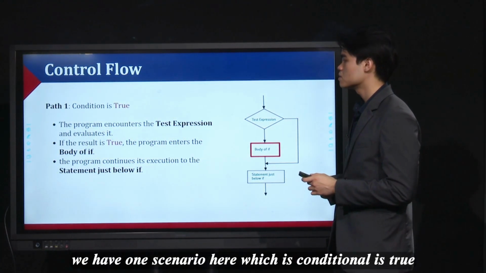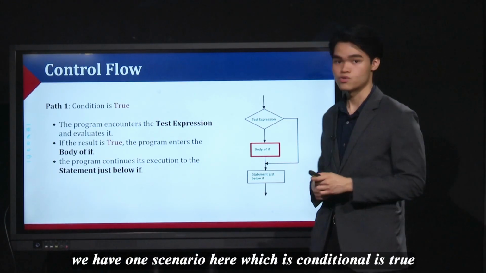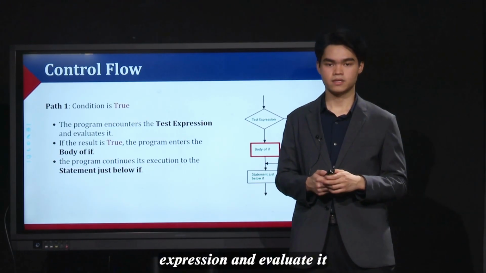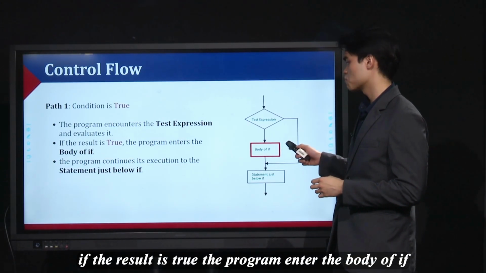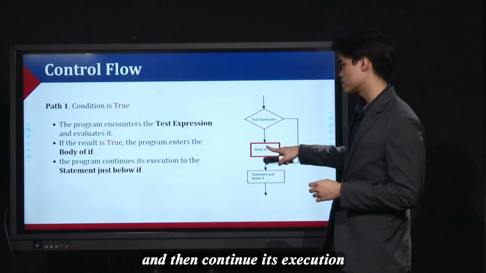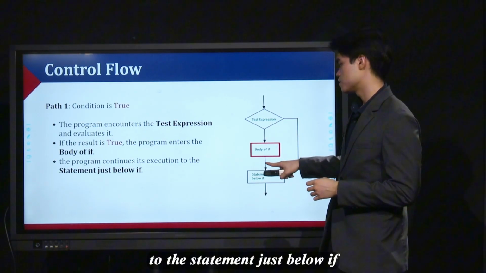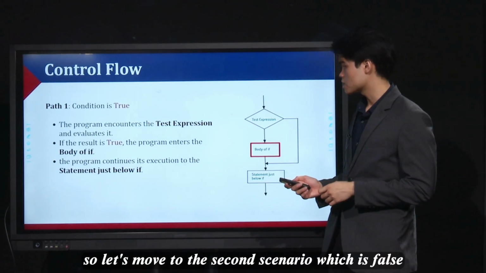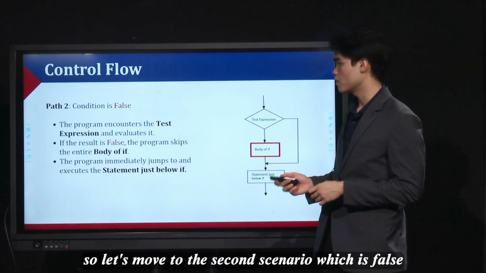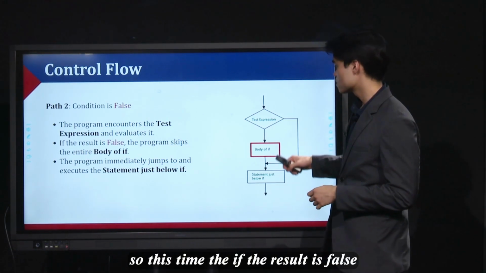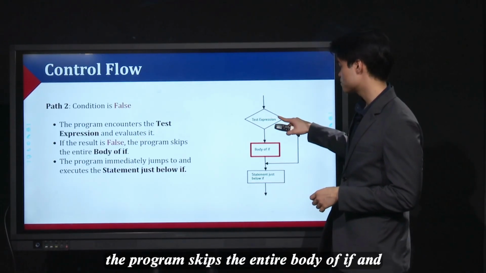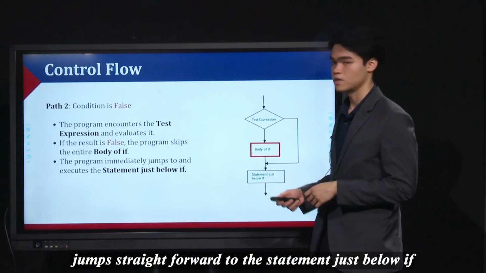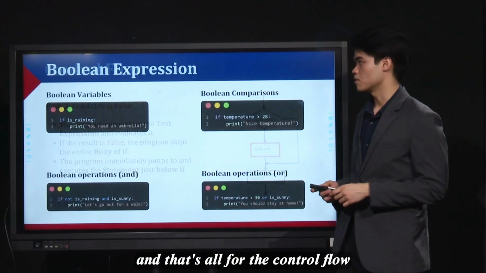We have one scenario here, which is when the condition is true. The program encounters the test expression and evaluates it. If the result is true, the program enters the body of if and then continues its execution to the statement just below if. So that's very simple. Let's move to the second scenario, which is false. If the result is false, the program skips the entire body of if and jumps straight to the statement just below if. And that's all for the control flow.